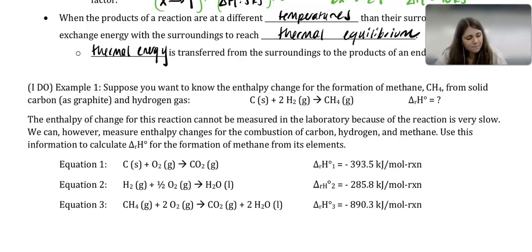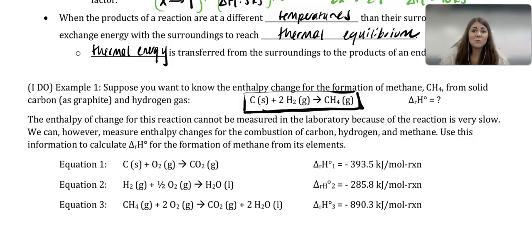So right here, this is the reaction that we are trying to find a delta H reaction for. Now, the only reason that we would use Hess's law is for reactions that are very hard to manipulate in the lab. So this reaction is taking graphite, carbon, with hydrogen gas to make methane. This is a very, very difficult reaction to actually compute in an actual lab. And it's also due to the fact that the reaction is very slow.